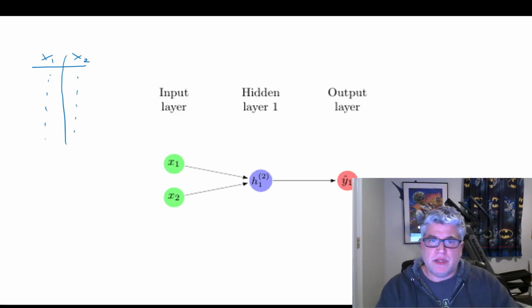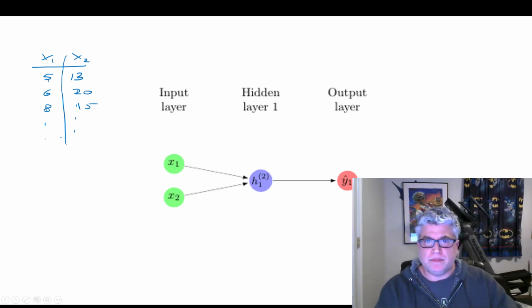You know, these have some values. I don't know what they are. I'll make up some numbers. 6 and 20, 8 and 15, and so forth. Who knows? So these are our inputs.